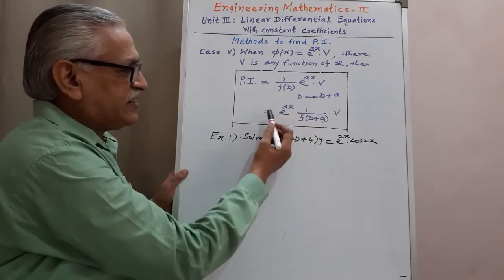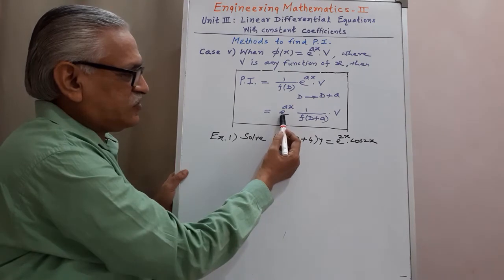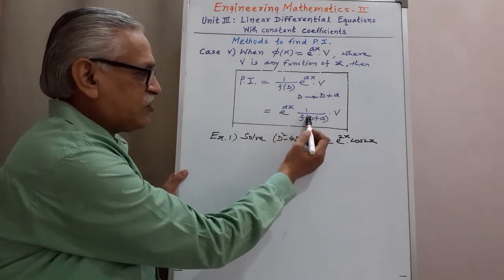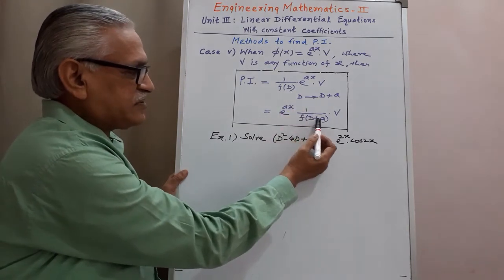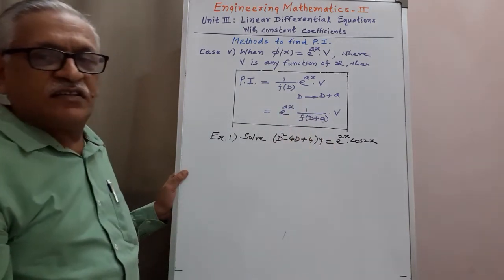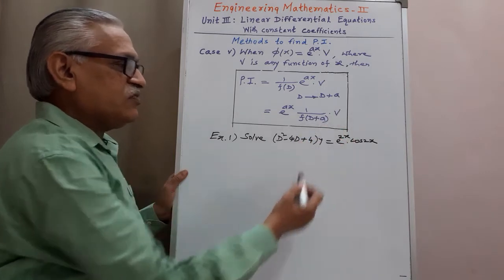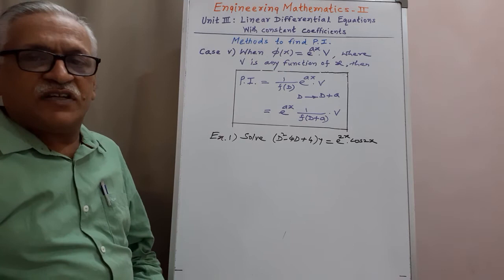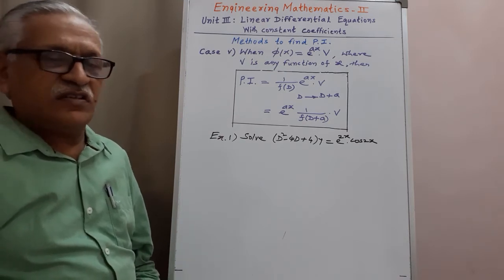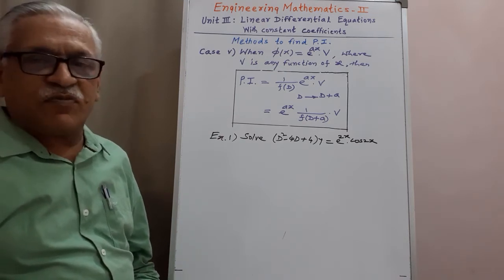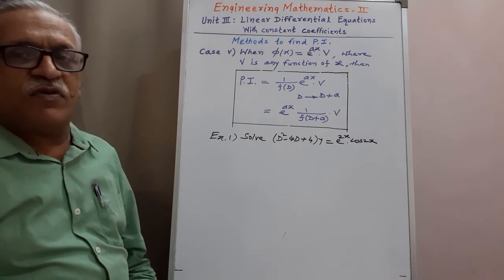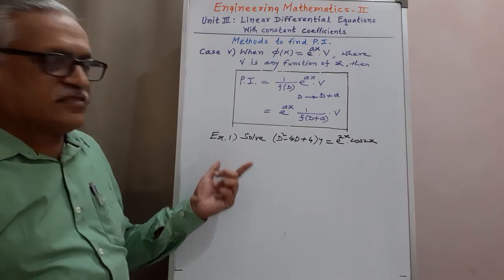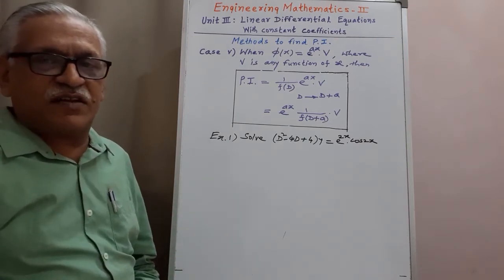Then while writing the next step, we take this e raised to ax before that operator, and therefore it is e raised to ax 1 upon, replacing D by D plus a, we get f of D plus a, which we have to operate on V, where V is any function of x, maybe in the form of sine or cos, or sine hyperbolic or cos hyperbolic, or in the form of x raised to m. Then let us try to solve some examples.